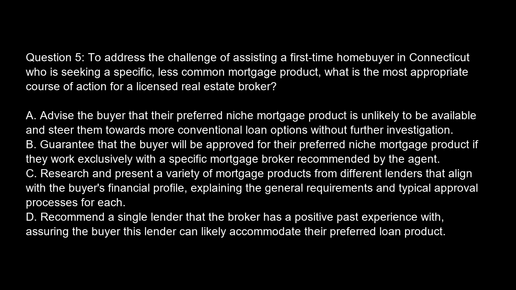Option B. Guarantee that the buyer will be approved for their preferred niche mortgage product if they work exclusively with a specific mortgage broker recommended by the agent. Option C. Research and present a variety of mortgage products from different lenders that align with the buyer's financial profile, explaining the general requirements and typical approval processes for each. Option D. Recommend a single lender that the broker has a positive past experience with, assuring the buyer this lender can likely accommodate their preferred loan product.